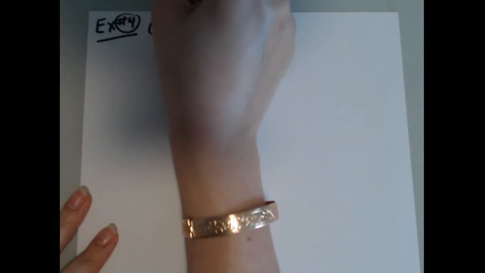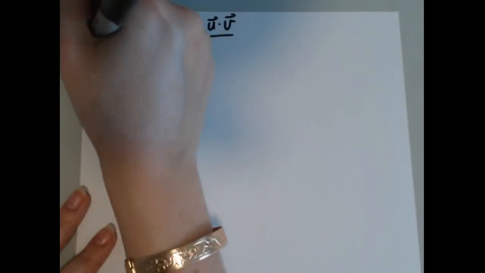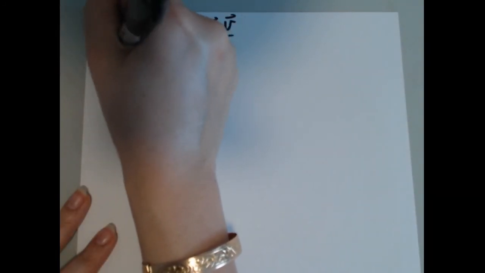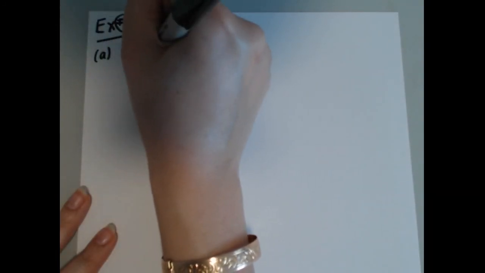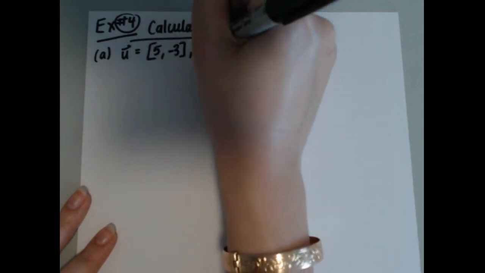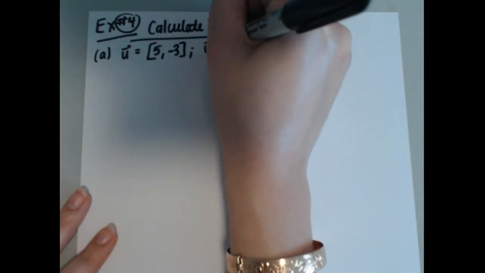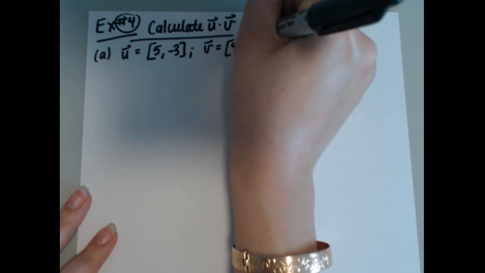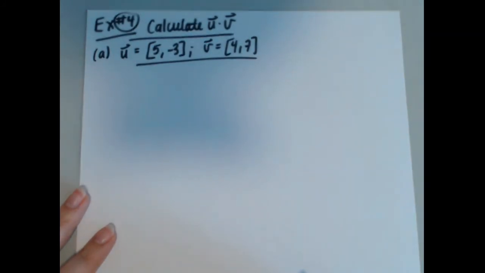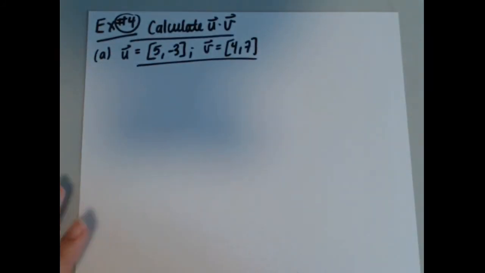Calculate u dot v. Okay, so part A. Vector u is given as 5, comma, minus 3, and vector v is given as 4, comma, 7. So really what you got to do is just understand that you've got x and y terms here.